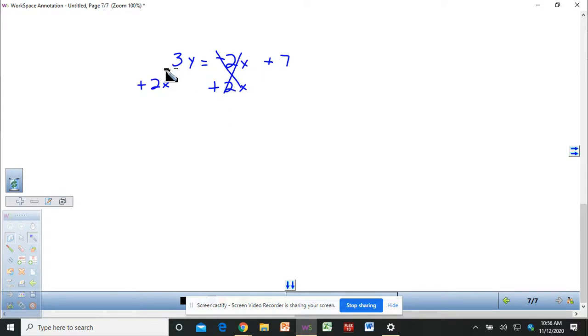These are going to cancel out. Now I can't combine these because they're not the same letter. So I have a positive 2x, a positive 3y, and a 7. So first thing we got to look at are A, B, and C. This is A, this is B, this is C. Are those three numbers whole numbers? Yes. Is A a positive number? Yes. We're done. We can put that in. So we would put yes, we can.